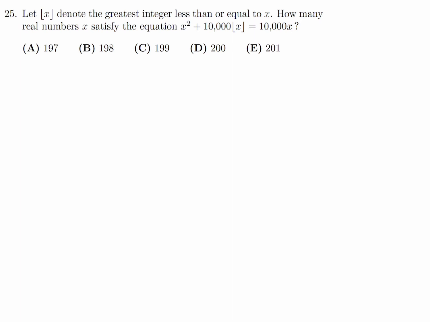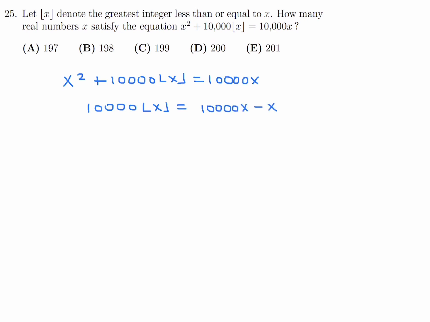Let [x] denote the greatest integer less than or equal to x. How many real numbers x satisfy the equation x squared plus 10,000 [x] is equal to 10,000x? So we have x squared plus 10,000[x] is equal to 10,000x. Let's bring the x squared to the other side. So this side would become 10,000[x] is equal to 10,000x minus x squared, and therefore now I can divide through by 10,000, and it's going to leave me with [x] equals x minus x squared over 10,000.